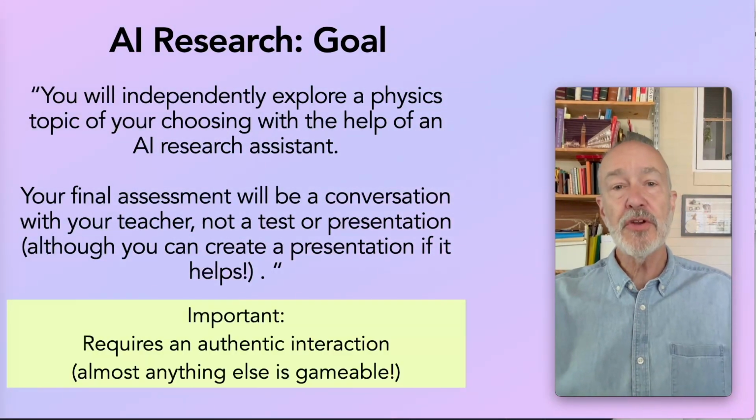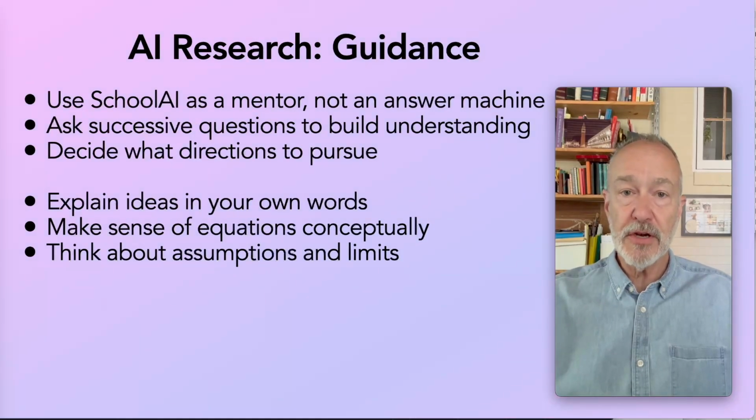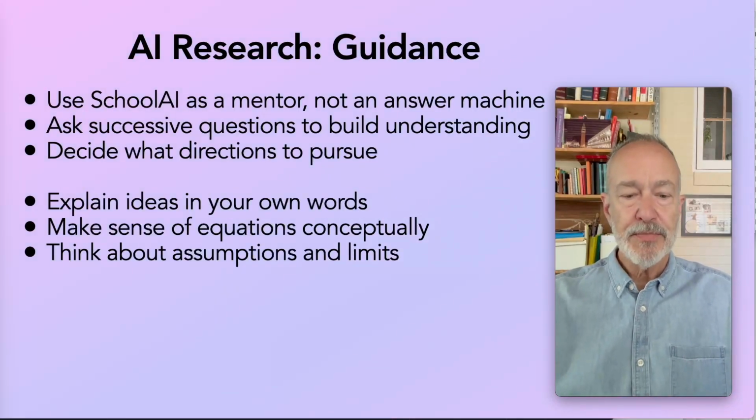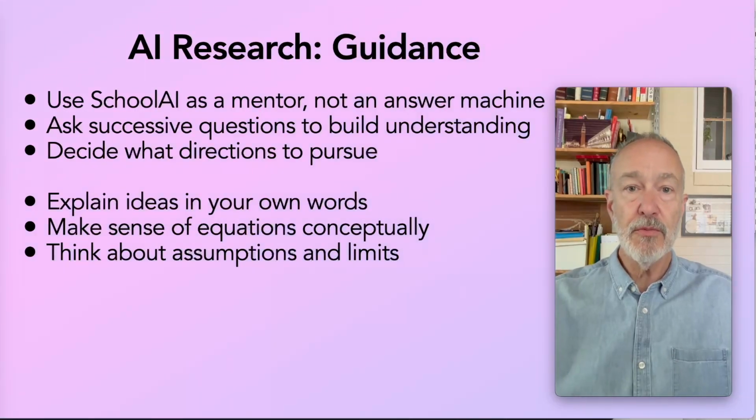And I'll talk about the instructions that I gave school AI. They were very, very useful. But then at the end, they're supposed to explain their ideas in their own words, make sense of equations conceptually. I didn't really want it to be a big derivation where it's just one big math experiment. And then think about assumptions and limits to the physics understandings that they got.